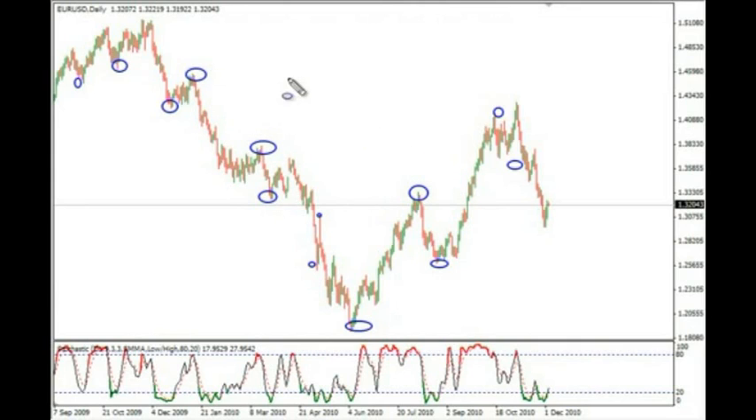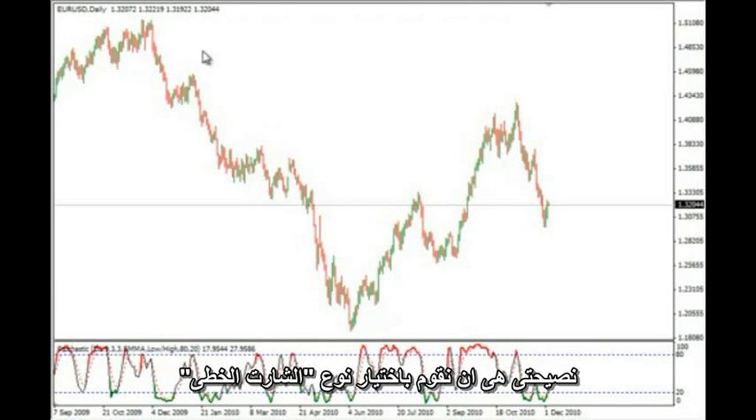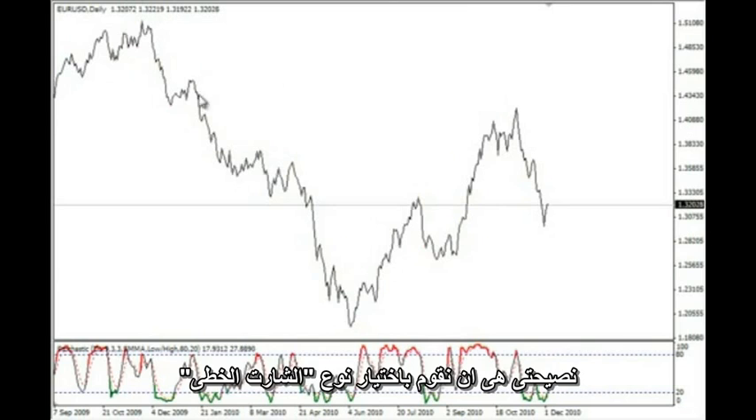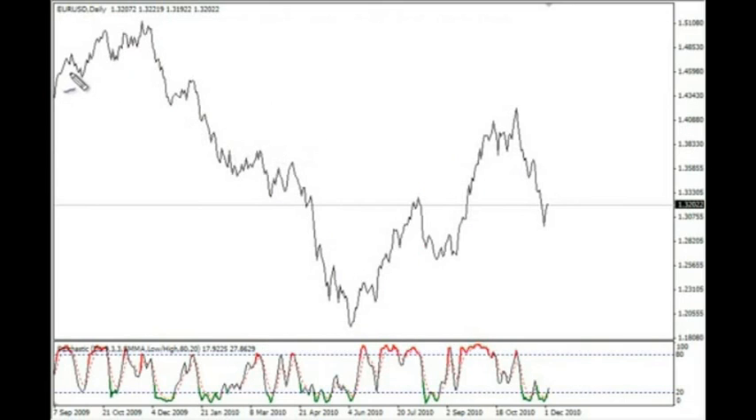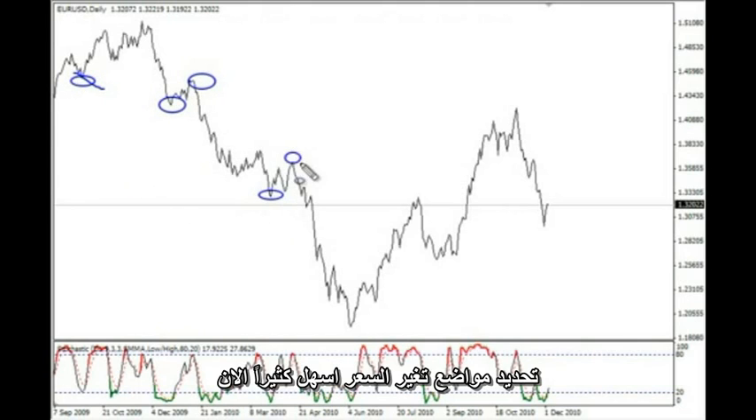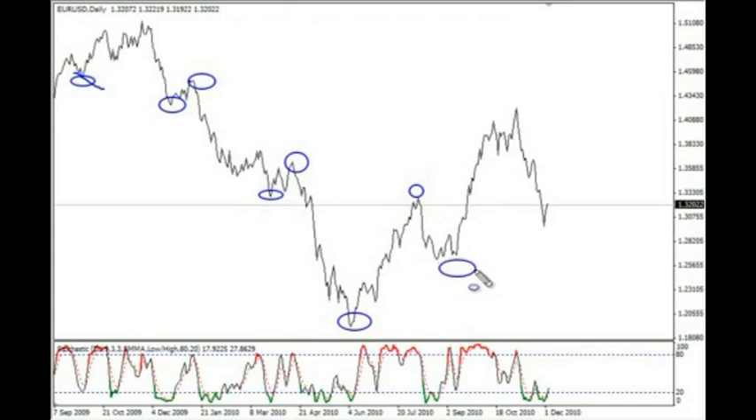So my tip would be to go to the line chart, and as you can see now, this is the line graph. It's a lot easier to spot the V's.